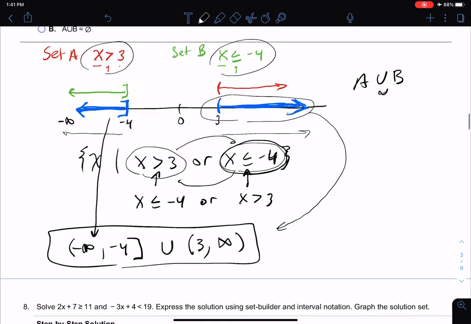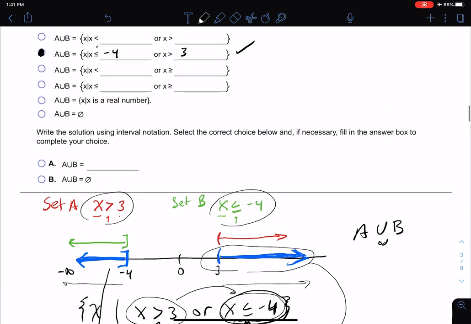So let's go ahead and copy that down right here. It's going to go negative infinity up to negative 4, and that's closed. It was an OR problem, so we're going to put the union. And then I need the other interval, which was from 3 to positive infinity.